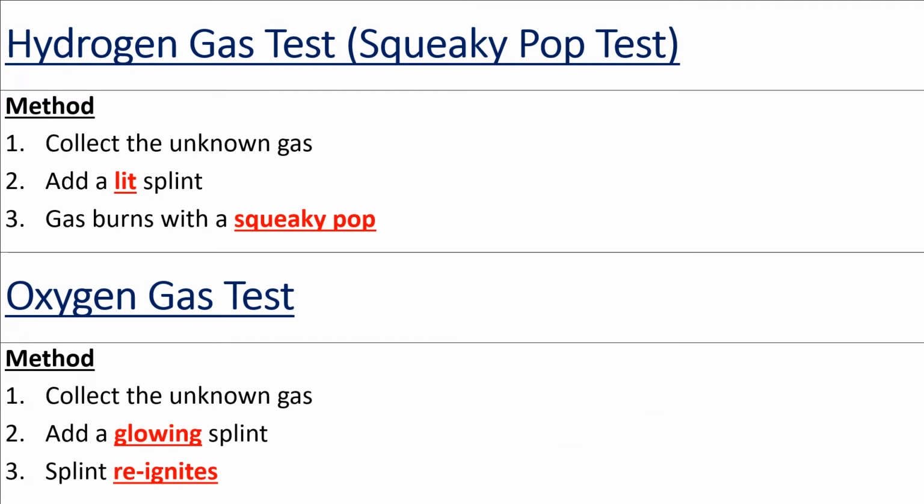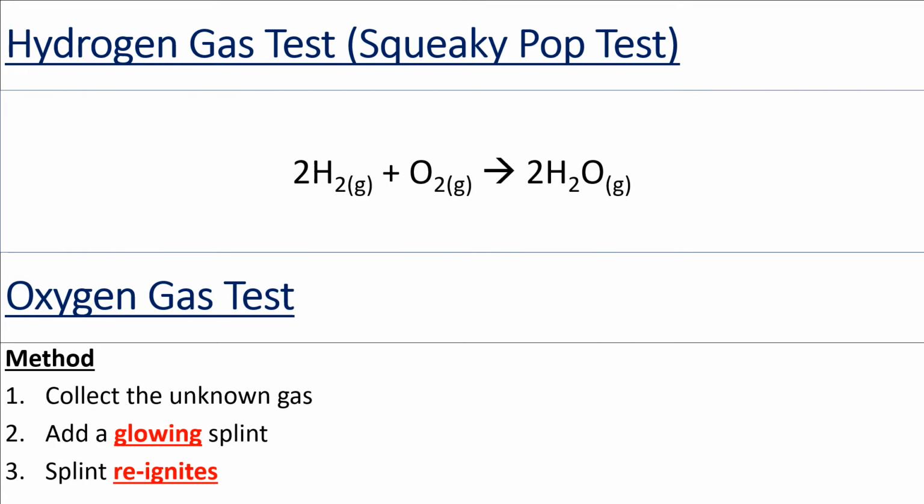So for the hydrogen gas test, the most common answer people give is squeaky pop test. But if you're being asked to describe the test, just saying squeaky pop test does not describe the test. So the mentality you should have for all of these is you're going to describe the actual physical test and the result. So the actual test for hydrogen gas is to add a lit splint and it burns with a squeaky pop. Okay, so the test and the result. And the reason it does that is because the hydrogen ignites and it combusts with the oxygen in the atmosphere, it produces water vapor, and that little squeaky pop you're hearing is actually a mini explosion in the test tube.